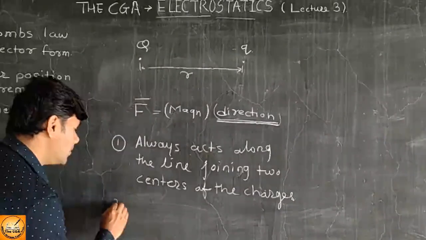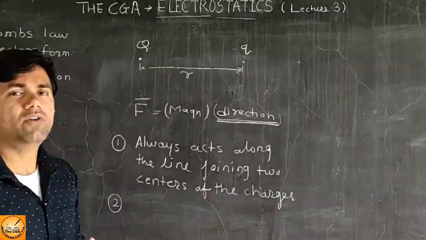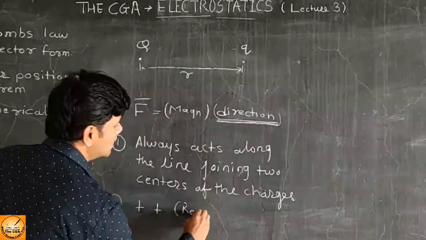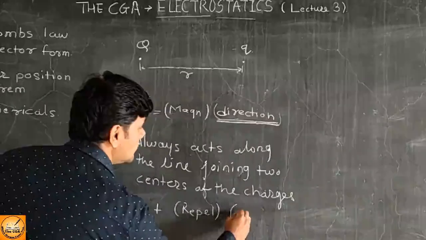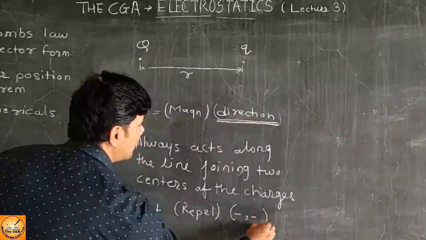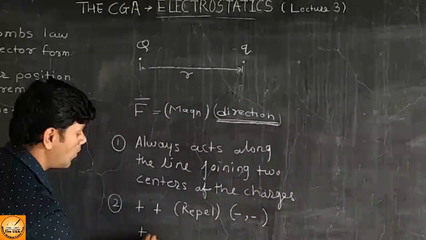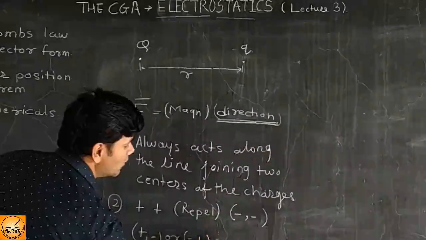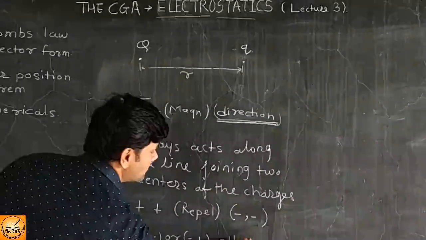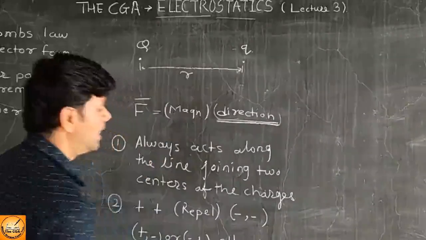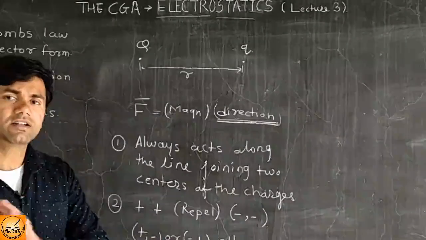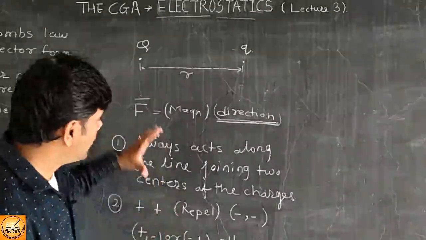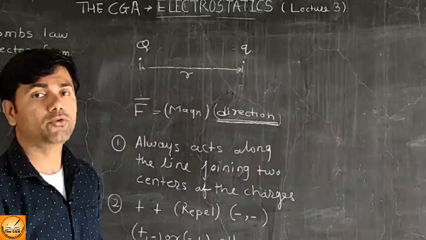The second thing we should remember, already we have studied, is that positive charges will repel each other, as well as negative charges will also repel each other. But positive-negative or negative-positive, that is, unlike charges, will always attract each other. So basically, if we have knowledge of these two things, Coulomb's law in vector form is finished. So how are we going to use these statements to represent the force direction?